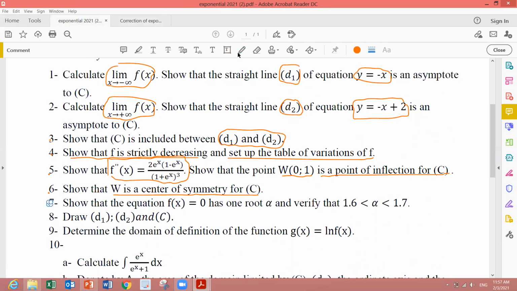Seven. Show that the equation f x equals 0 has one root alpha and verify that alpha is between 1.6 and 1.7.